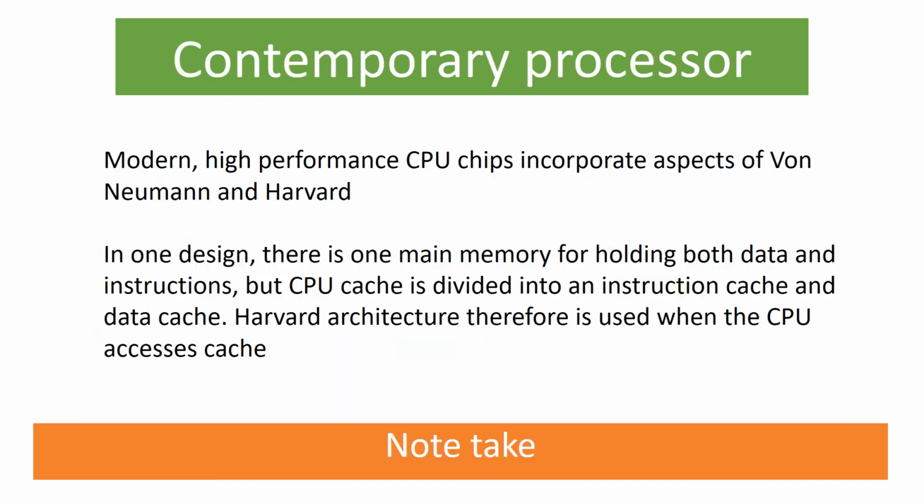In theory, most high-performance CPUs use aspects of both the types of processors. Because remember, these are theoretical concepts, they don't generally stick to one. In one design, there is one main memory, remember, for holding data and instructions, but often the CPU cache is also divided into instruction cache and data cache, whereas Harvard architecture is, remember, separate data and instructions. But if you think about it, if you've got a separate cache for data and instructions, well, you are touching on the Harvard architecture there as well.